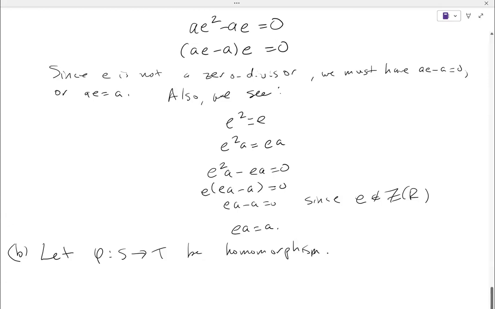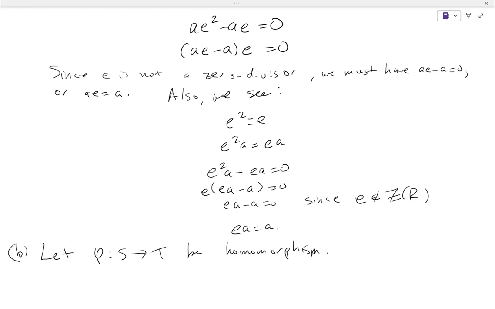I need to add a condition to this. There is a homomorphism. No matter what two rings you pick, you can always find at least one homomorphism from ring 1 to ring 2 by mapping absolutely everything to 0. That's always going to work as a homomorphism.